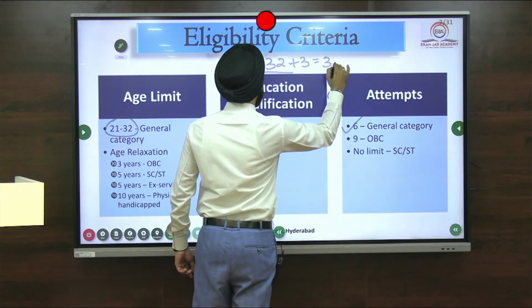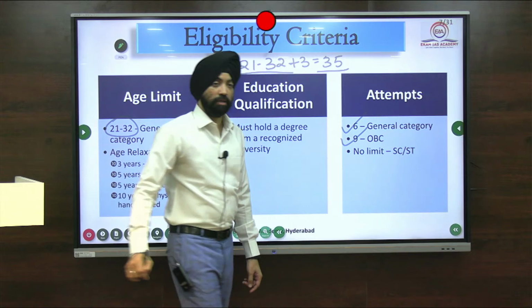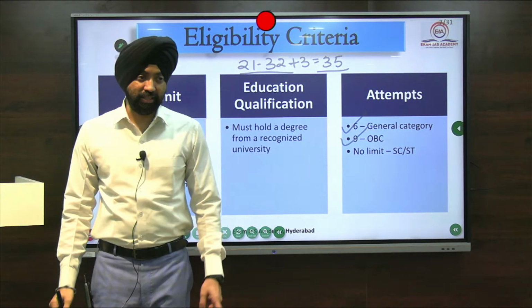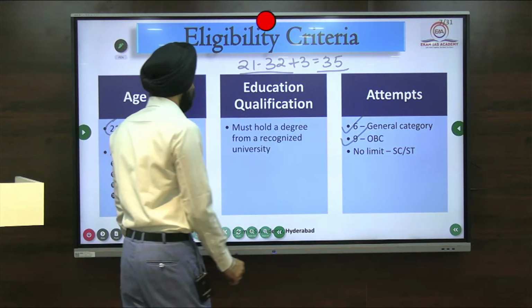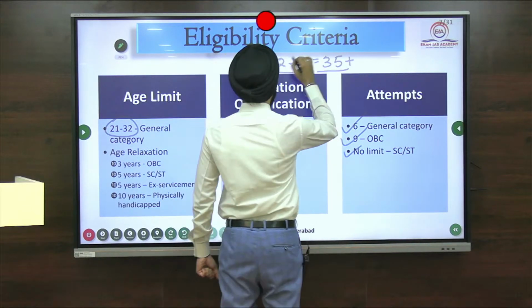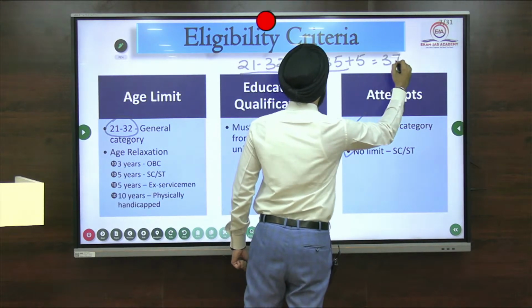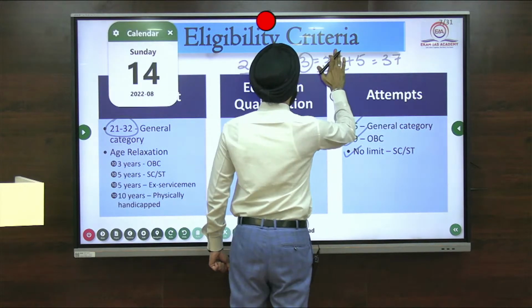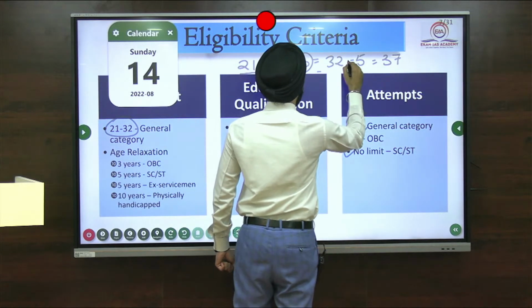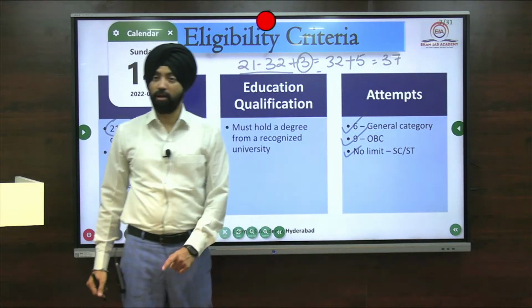For OBC, the age category is 35 and the number of attempts is 9. And for an SC/ST student, there is no limit on the number of attempts. However, for the age, instead of 3 you need to add 5. So 32 plus 5 makes it 37 years. So there is no limit on the number of attempts.